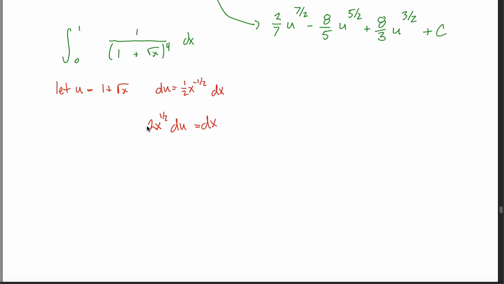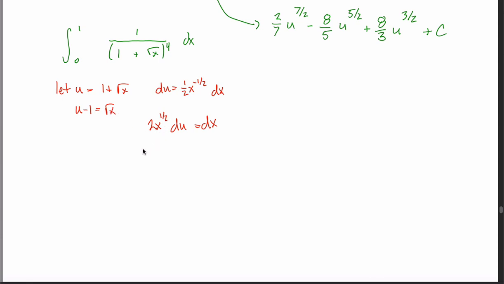And you're like, wait a minute, this doesn't seem like it's going to work. 1 plus the square root of x will change into the u. And then my dx will change into 2x to the 1/2 du. I thought you couldn't have x's and u's in the same problem. And you're right, you can't. I cannot leave this x right here. But I have a relationship between the u's and the x's. u is equal to 1 plus the square root of x, and therefore u minus 1 is equal to the square root of x. In other words, x to the 1/2 power.